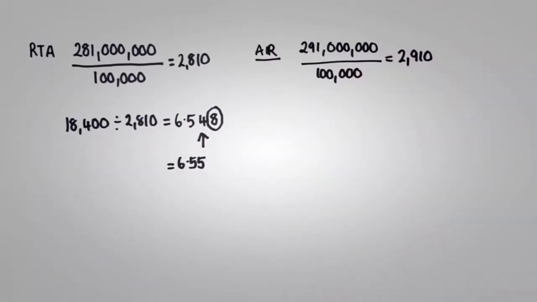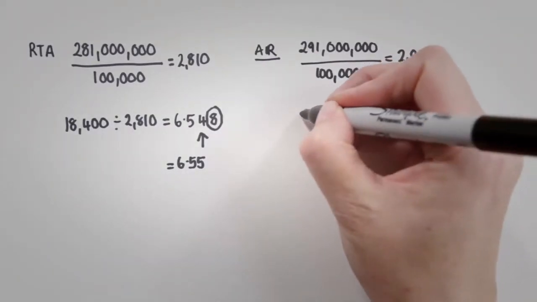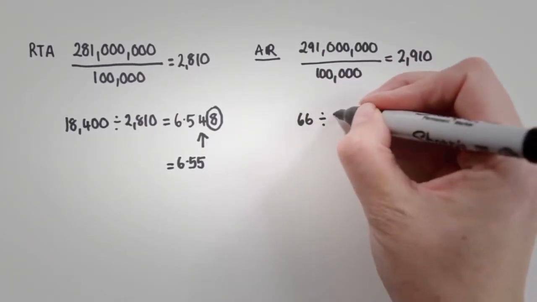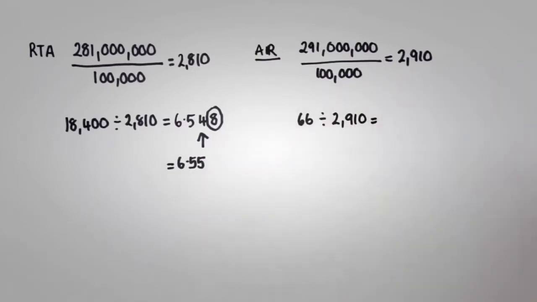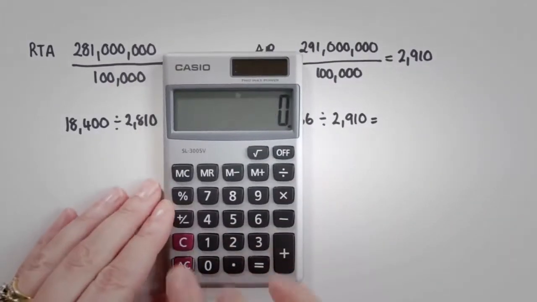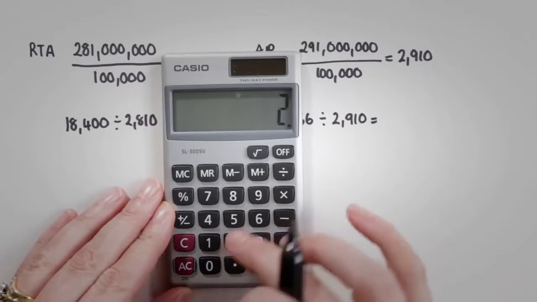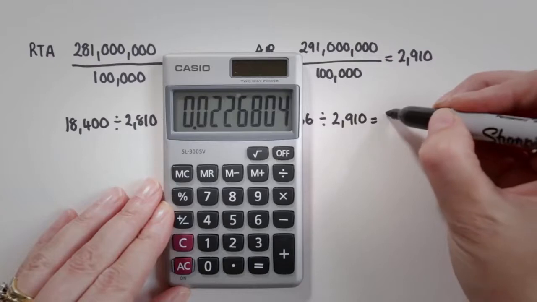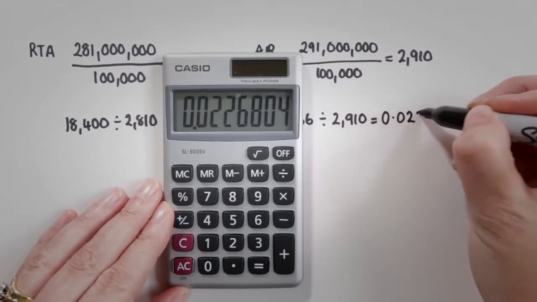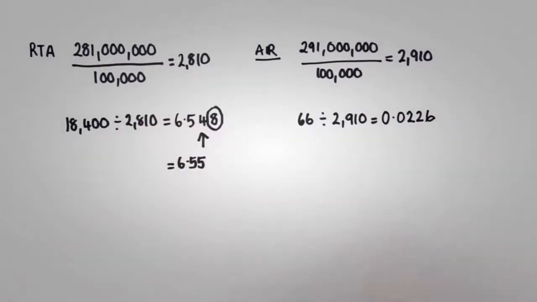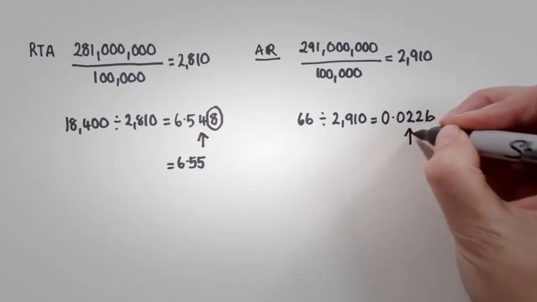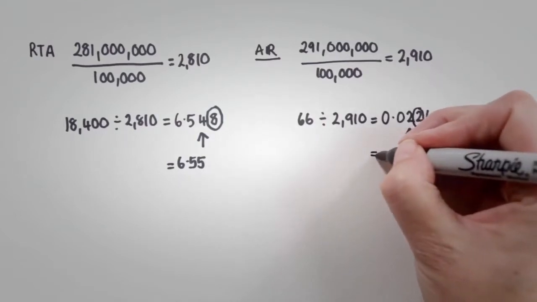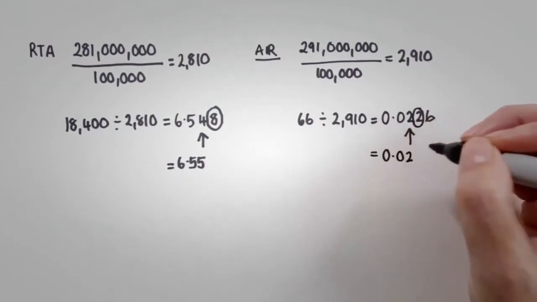2,910. Now the number of deaths was 66, and we want to divide 66 by 2,910. Again, you can do that on your calculator. So if we do 66 divided by 2,910, we get 0.0226. And we're going to round it to two decimal places as we did before. So look at the figure that's in the second decimal place. Look at the number after it. If it's 5 or more, we round up. In this case, it's not, so it'll stay simply as 0.02.